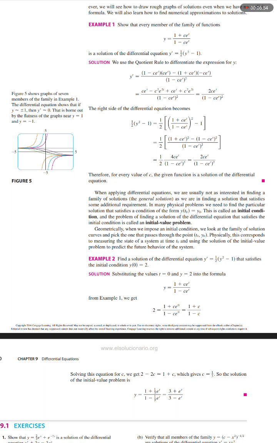Sidebar. Figure 5 shows graphs of 7 members of the family in example 1. The differential equation shows that if y is approximately equal to plus or minus 1, then y' is approximately 0. That is borne out by the flatness of the graphs near y = 1 and y = -1. See figure 5.